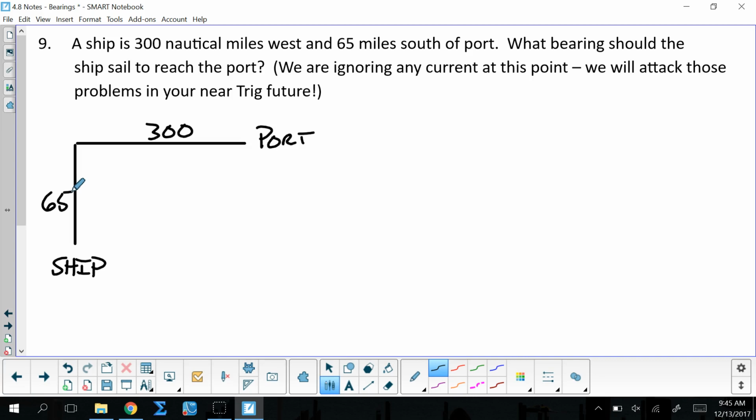Wouldn't you have to convert either the 65 miles to... Let's just call it nautical miles. There's just a typo there. Why is the 300 horizontal? Because west is horizontal. A ship is 300 nautical miles west and 65 miles south. I might tweak it a little bit. I just noticed that too. It should be nautical miles there.